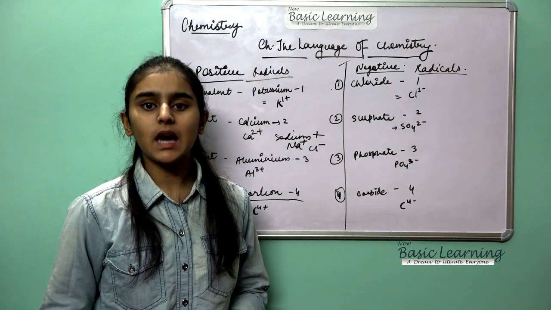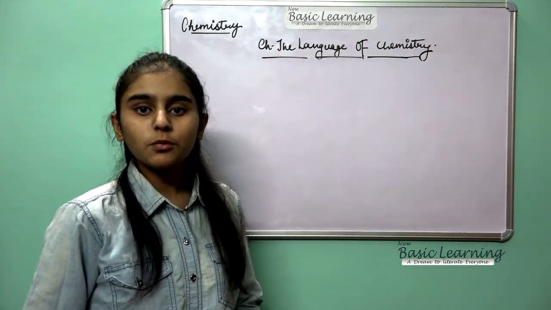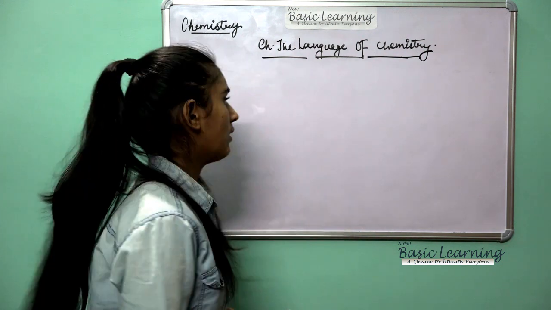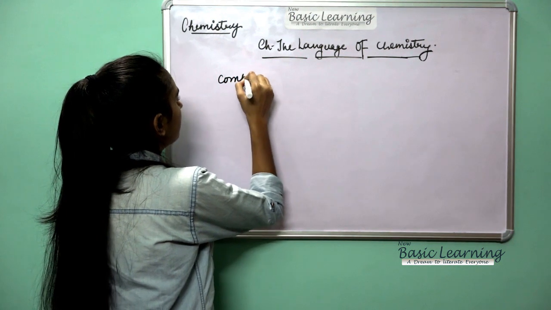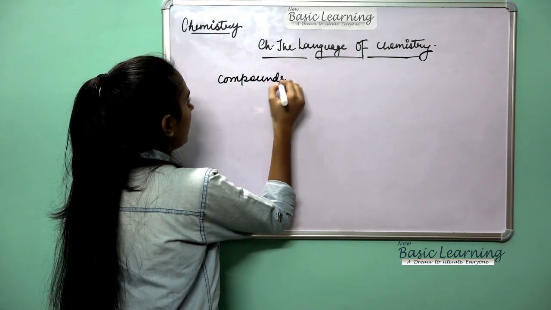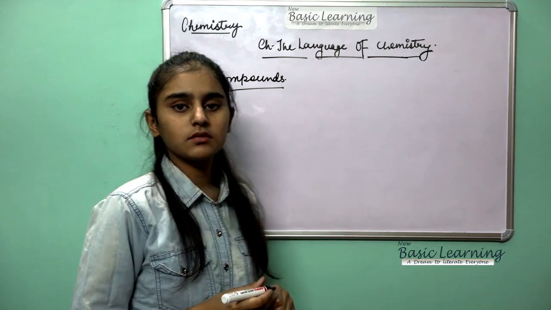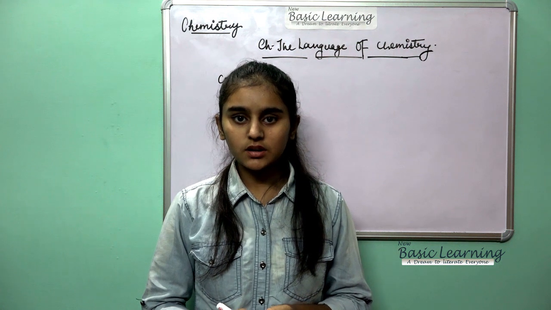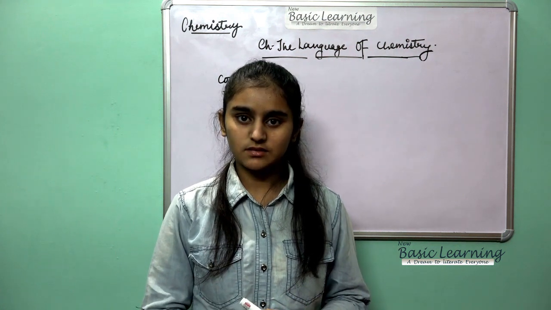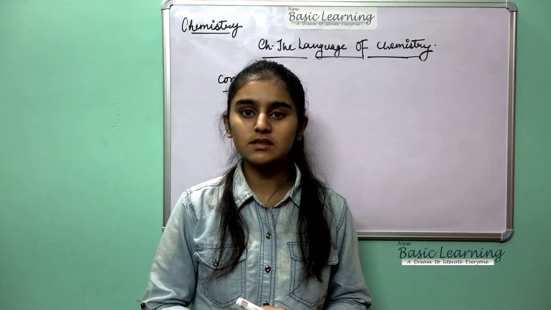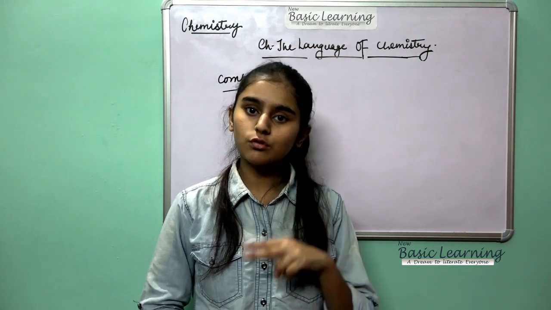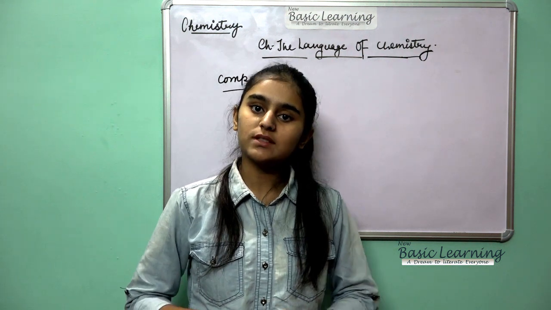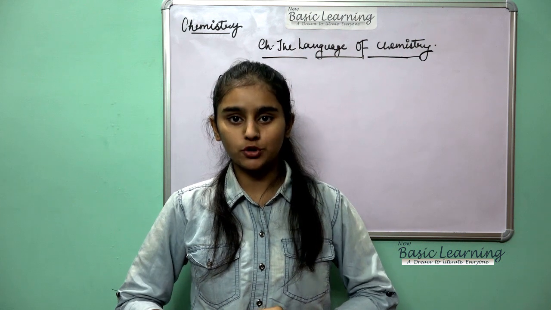Now we will move to chemical equations. Before moving to chemical equations, first we have to talk about compounds. What is a compound? A compound is a pure substance which is composed of 2 or more elements combined chemically in a fixed proportion.